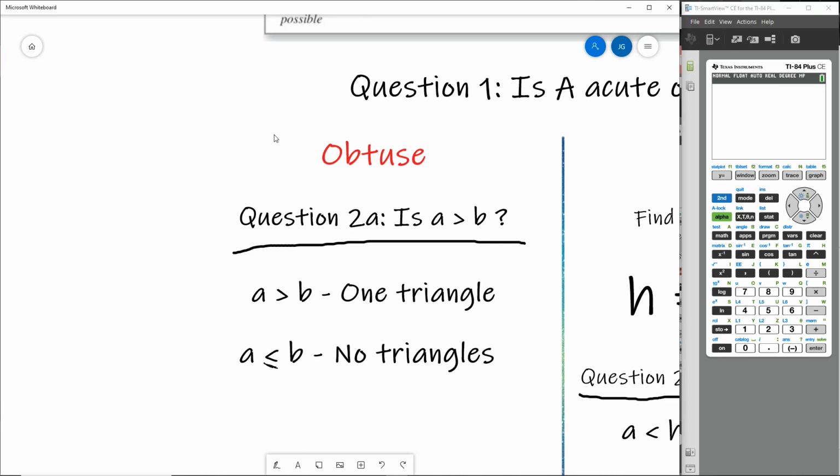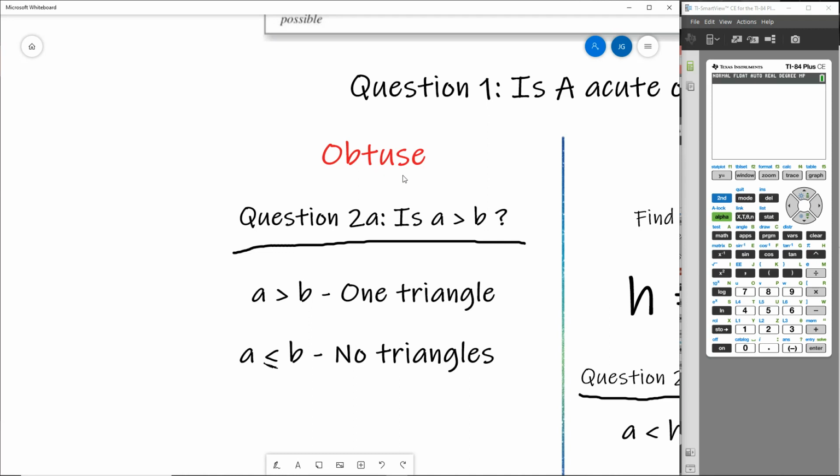If it turns out that a is less than or equal to b, then it's not possible for a triangle to be formed, and we can stop our work right there. There's nothing more to do. All we say is that there's no triangle. So obtuse is the way easier option for the measure of angle A.